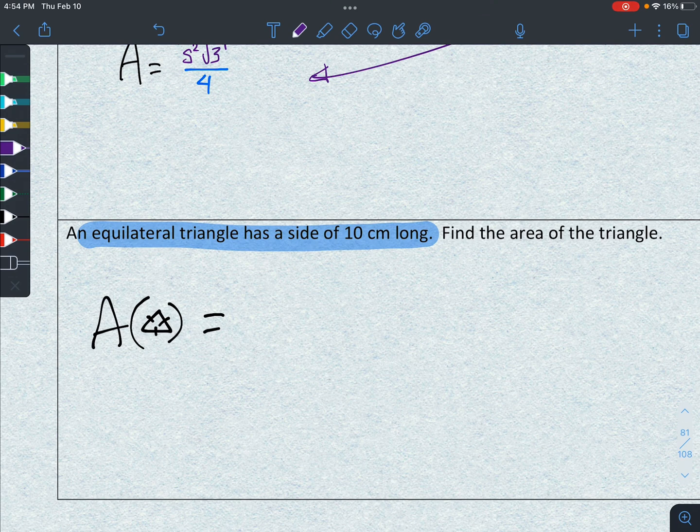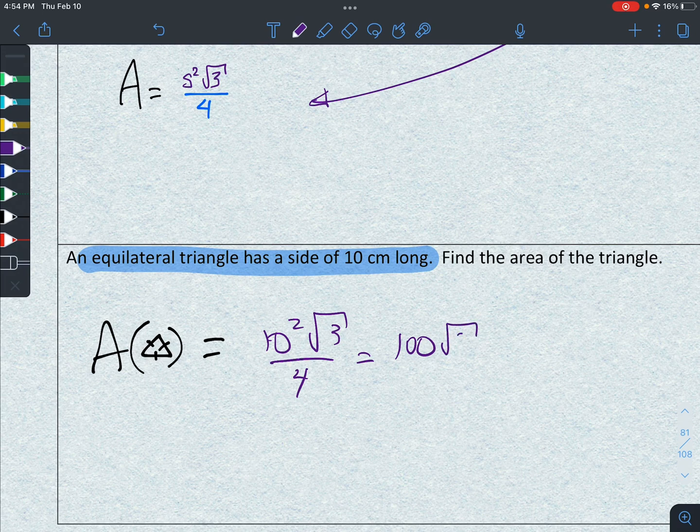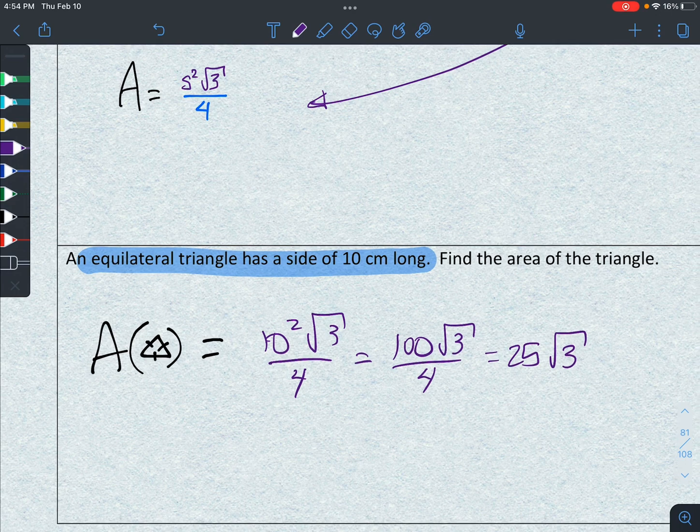All right, so now they give us a problem. Bam. Sides 10 centimeters long. So we just plug it in. We say, okay, 10 squared radical 3 over 4. What is 10 squared? 100. Times radical 3, we don't know what that is, so we just leave it alone. In this case, the 100 and the 4 reduce down nicely to 25 radical 3. Okay?